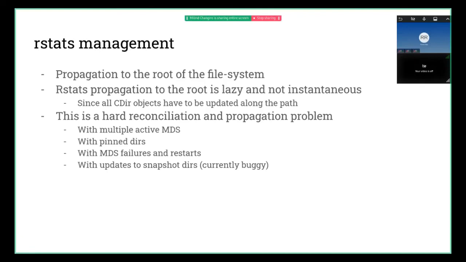Since rstats have to be propagated to the root, they also involve locking. So either the nest structure has to be locked, or the file specific locks have to be taken across the system to propagate to the root, and that is really cumbersome.